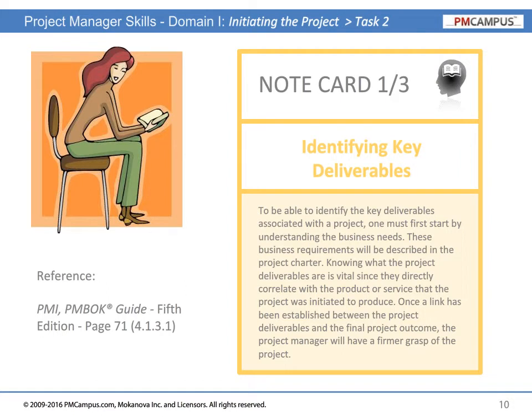Identifying key deliverables. To be able to identify the key deliverables associated with a project, one must first start by understanding the business needs. These business requirements will be described in the project charter. Knowing what the project deliverables are is vital since they directly correlate with the product or service that the project was initiated to produce. Once a link has been established between the project deliverables and the final project outcome, the project manager will have a firmer grasp of the project.